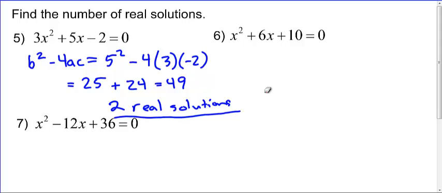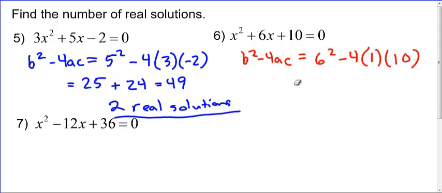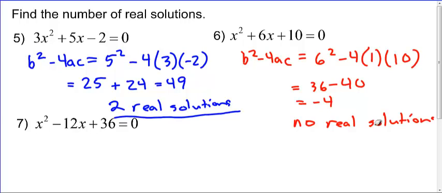All right, let's take a look at number 6 together. Again, b squared minus 4ac would be equal to 6 squared minus 4 times 1 times 10, which is 36 minus 40, and we know 36 minus 40 is negative 4. Well, a negative discriminant tells me that there's no real solution. Because remember that when we find this discriminant, what we're talking about here is the number inside the radical. It has to be positive or perhaps 0, or we aren't going to be able to solve it.